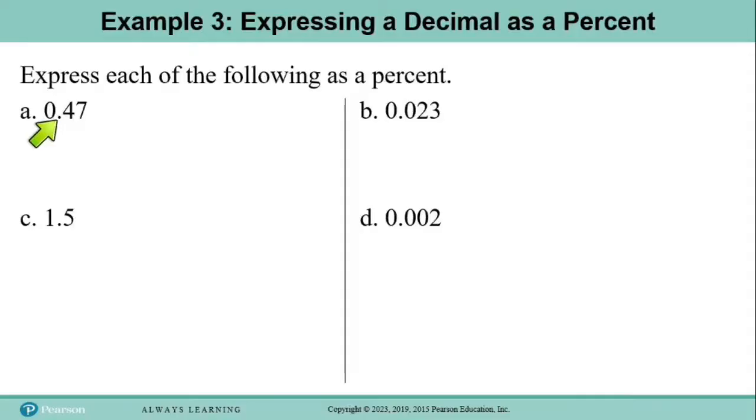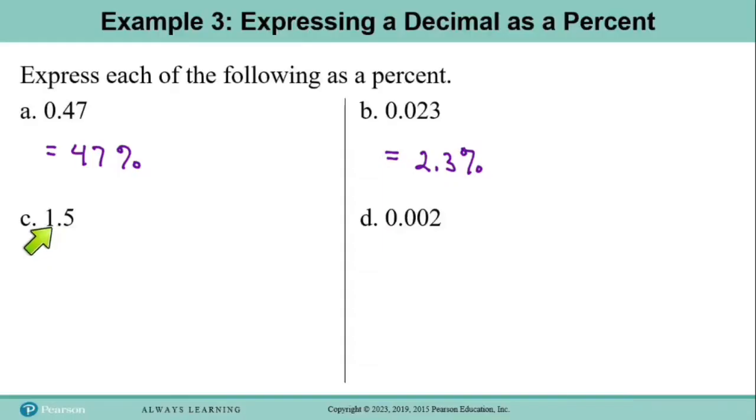So here in part A, we have 0.47. If we move that decimal 2 places to the right, it will be after the 7. And so when we've done that, we'll need to attach a percent symbol. So 0.47 is equal to 47%. Now let's look at part B. So we have 0.023. If we want to put this in percent form, we will move the decimal 2 places to the right, and that will put it between the 2 and the 3, and we'll attach our percent symbol. So when we've done that, we will no longer need these leading zeros. So we'll write 2.3%.